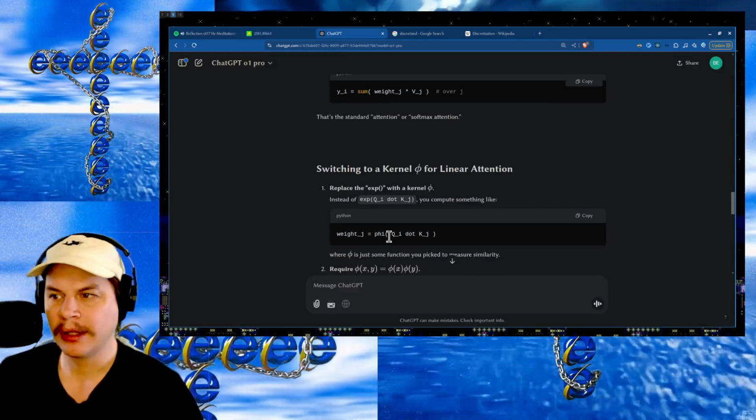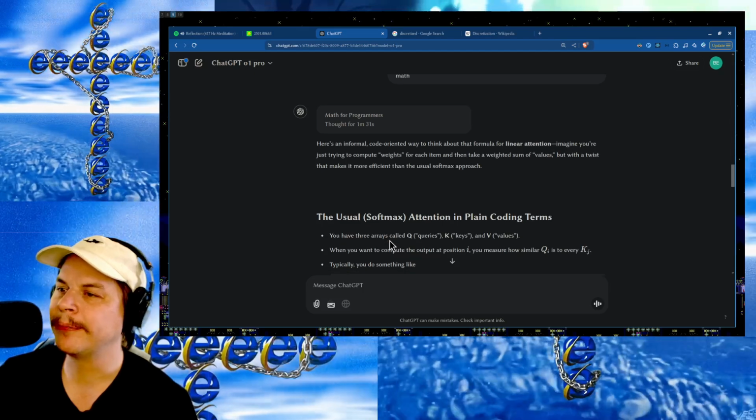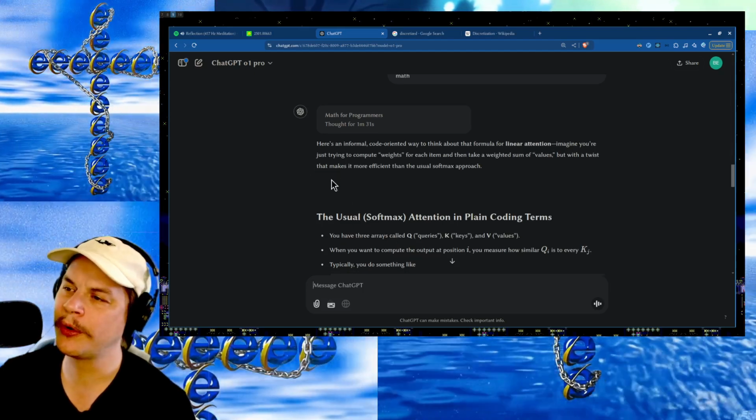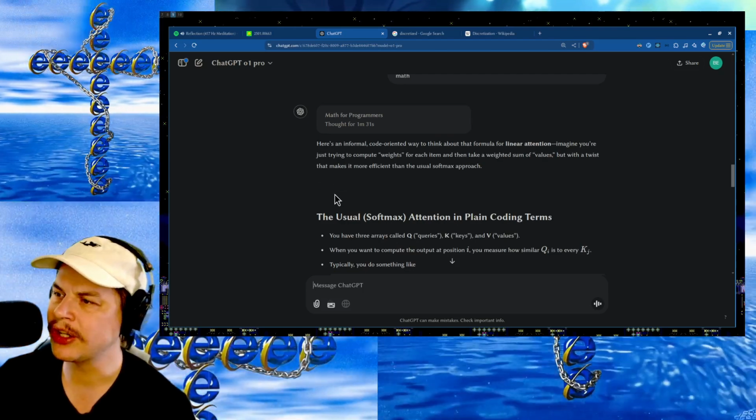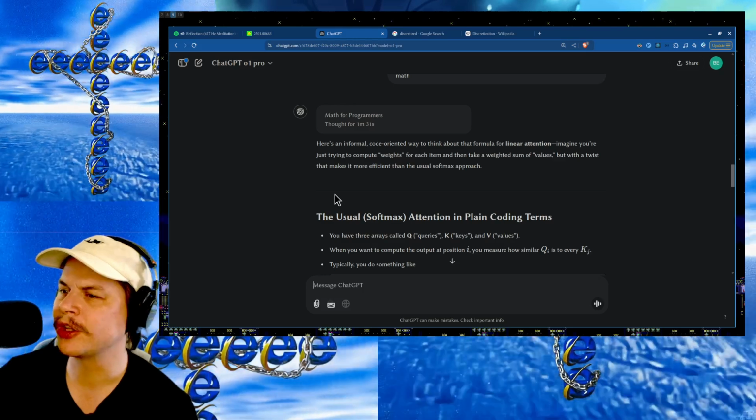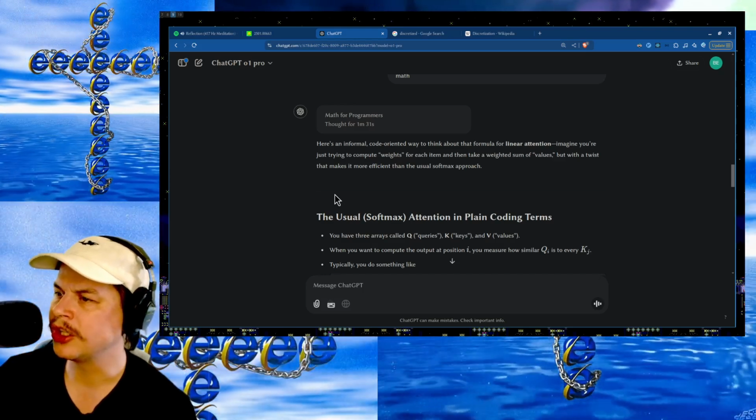Okay, wow. They're really going to tell me like I'm a programmer here. Here's an informal code, or anyway, that takes the formula for linear attention. Imagine you're trying to compute weights for each item and then taking a weighted sum of values with a twist that makes it more efficient than the usual softmax approach.